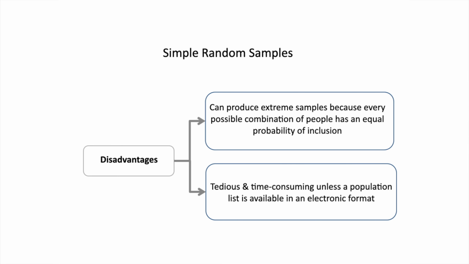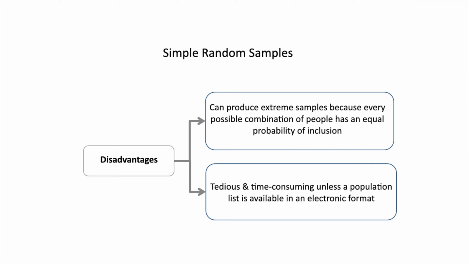and then all the other benefits that go along with random samples. The drawbacks of simple random samples are twofold. The first is that it can produce really extreme samples. It's possible to use a simple random sample and get a really extreme result, because every possible combination of people has an equal probability of being included.